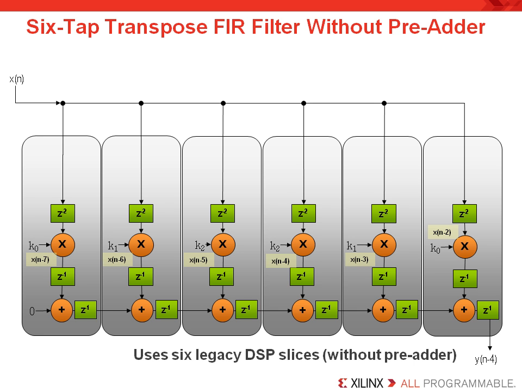Here's an example of a 6-tap transposed filter built without using the pre-adder. From the diagram, you can see that the coefficients are symmetrical. That is, K0, K1, K2, then again K2, K1, and K0. Implementing this filter without a pre-adder, that is, in an older FPGA, would require 6 DSP slices, but of course, since it's symmetrical, it will require far fewer in the 7 series.